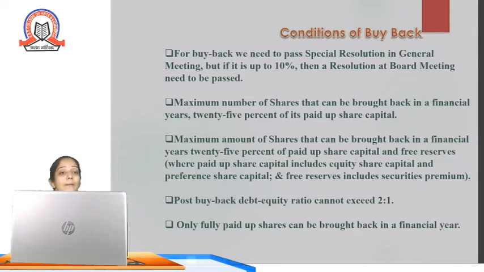Number 3, the maximum amount of shares that can be bought back in a financial year is 25% of the paid up capital. Now there is a difference between subscribed capital, paid up capital, and issued capital. So here the maximum amount is 25% of paid up capital and its reserves, and the necessary condition is that post buyback the debt equity ratio should be 2:1.